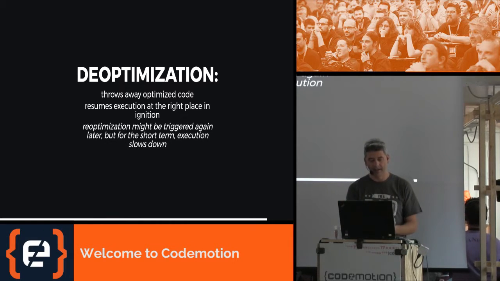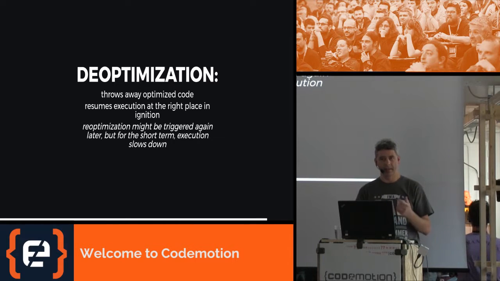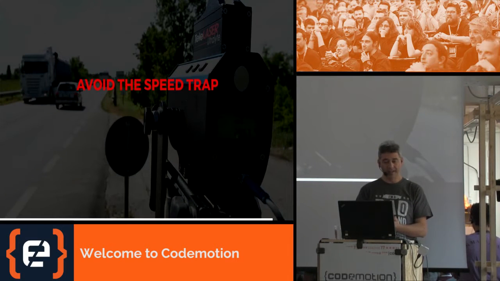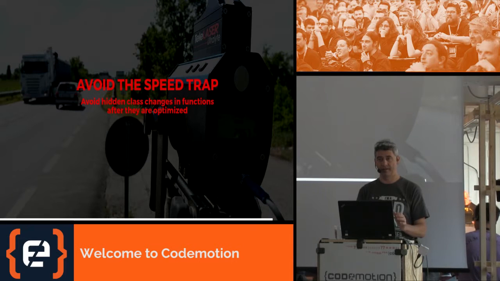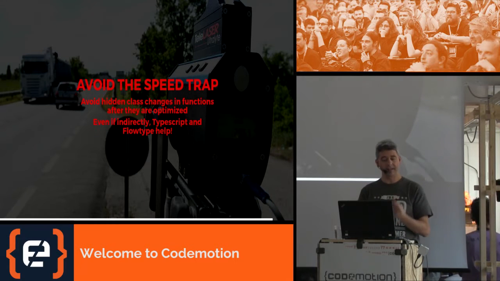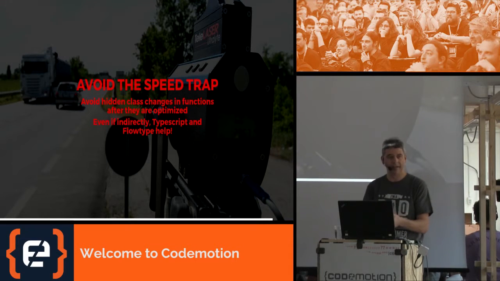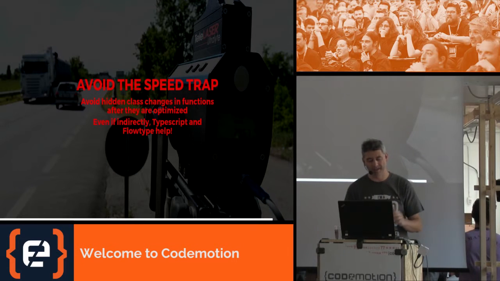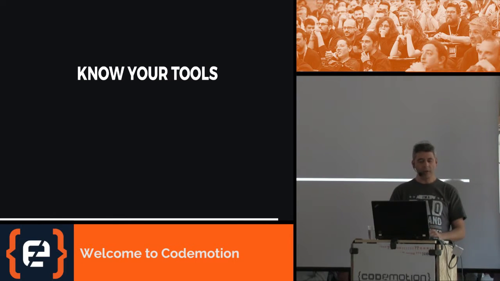Eventually the code will be optimized again with the new type information, but for now things slow down, which means that you should really avoid hidden class changes. This is probably the most important thing of all. And the fun thing is that even if indirectly, using typing like Flow type and TypeScript can help, because if you write strongly typed code from the beginning, the type of things is that one. It's the thing that TypeScript or Flow type are saying, which means that, oddly enough, using those things also helps performance, but really indirectly.